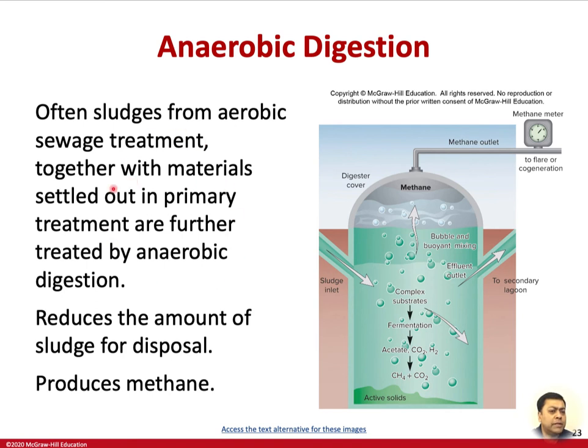Next, we are looking at anaerobic digestion. Often sludge from the aerobic sewage treatment, together with the material settled out in the primary treatment, is further treated by anaerobic digestion. This reduces the amount of sludge for disposal and also produces methane. So this is basically a design of an anaerobic digester, which includes an inlet for delivery of the waste. In the first step, there is a fermentation of these complex substrates.